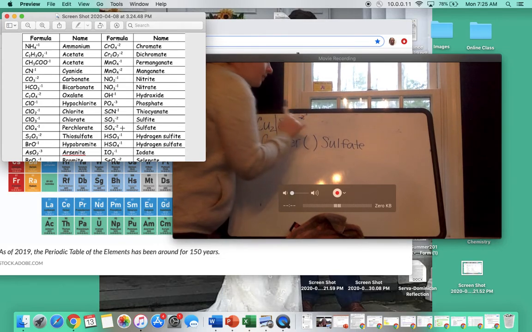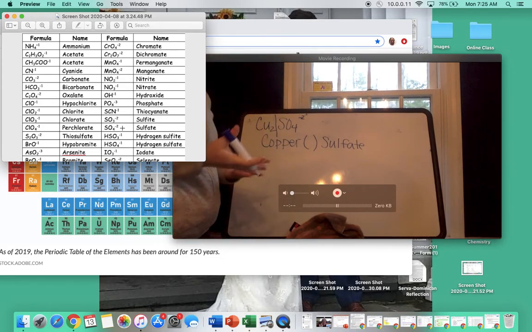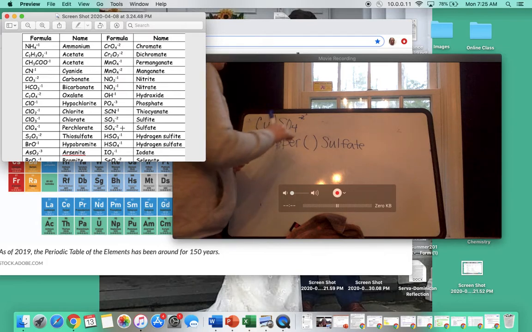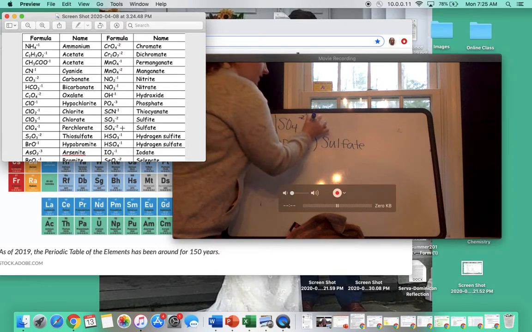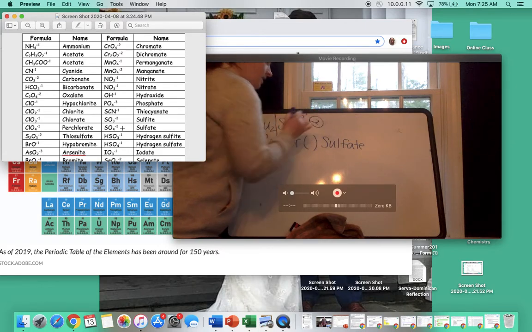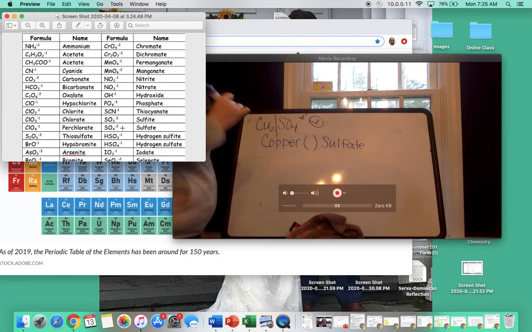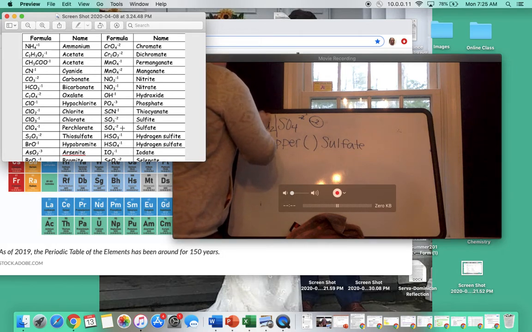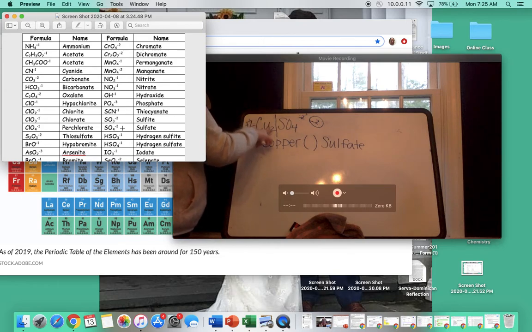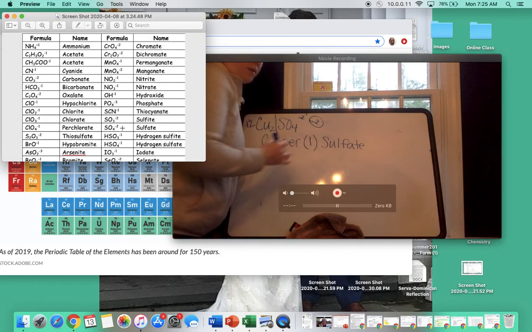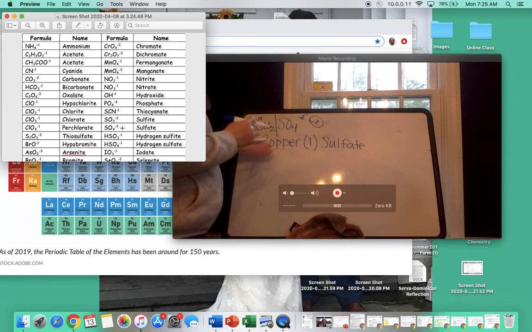Now we are not going to multiply this time because there is no parentheses, okay? So when there's no parentheses, we're assuming that there's only one of them. So -2 times 1 is a -2 on the right-hand side. If the right-hand side is -2, the left-hand side must be +2, okay? So 2 divided by 2 is 1, okay? So the answer is copper(1) sulfate.